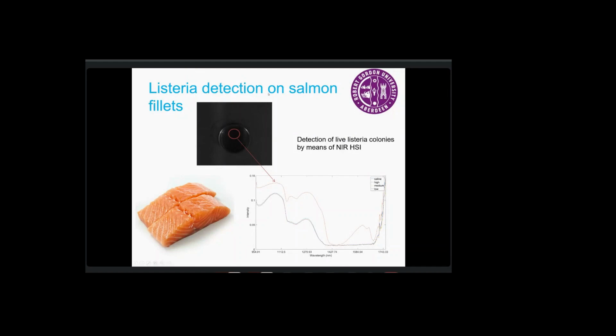We're also using the hyperspectral to detect the listeria on the salmon fillets. So that will be another application for quality analysis of the food. And again, due to the limited spectral resolution, only when the ppm is higher can you detect them successfully. But again, that shows the potential there.